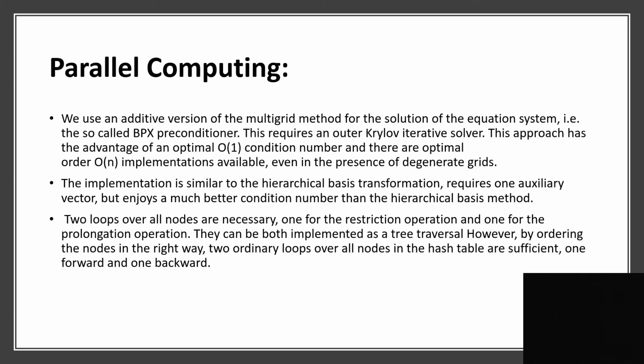Two loops over all nodes are necessary: one for the restriction operation and one for the prolongation operation. They can both be implemented as a tree traversal. However, by ordering the nodes in the right way, two ordinary loops over all nodes are sufficient, one forward and one backward.